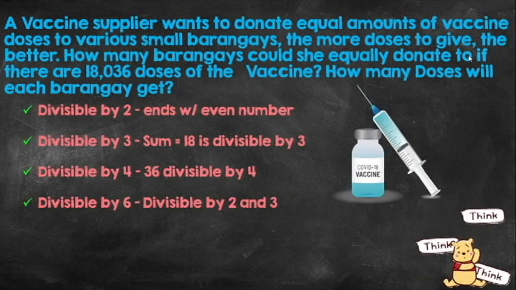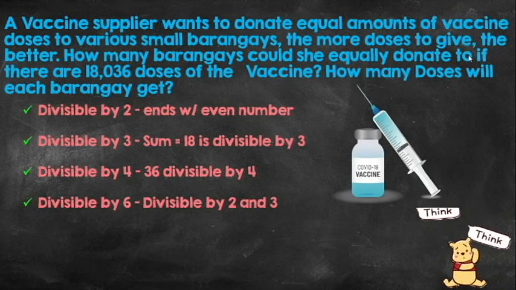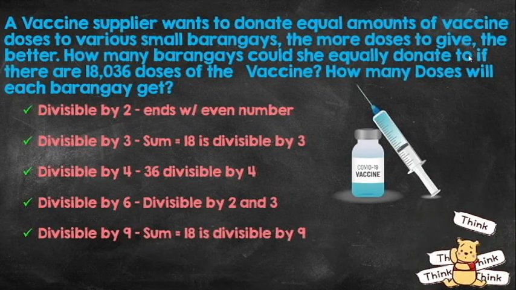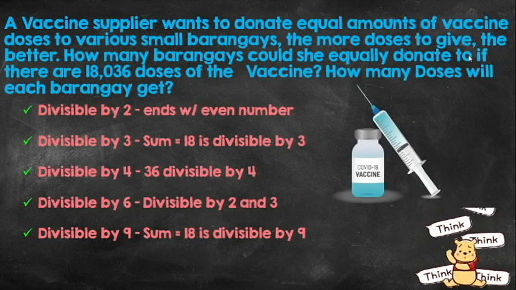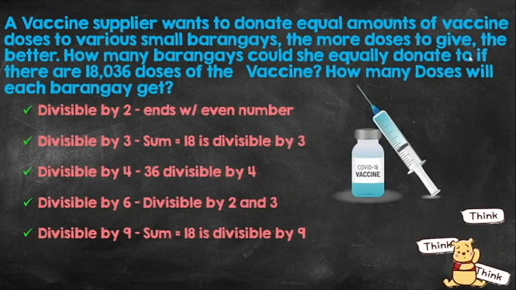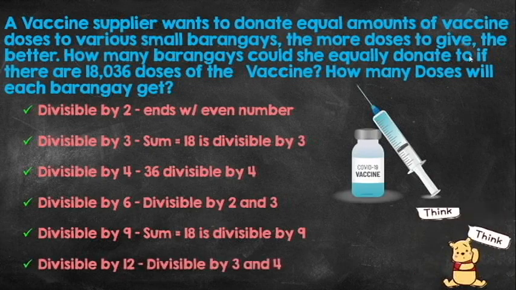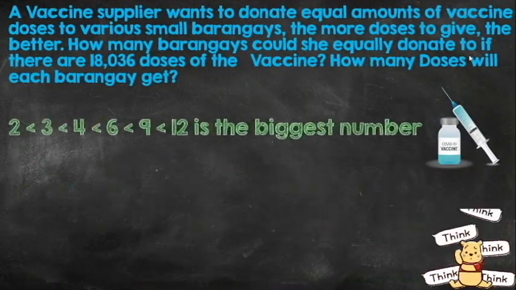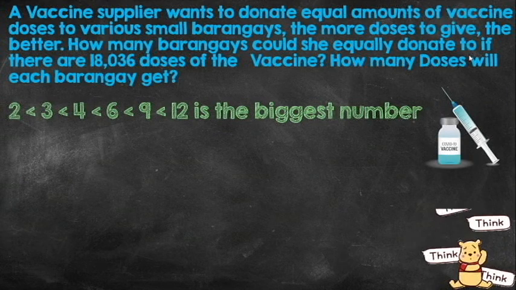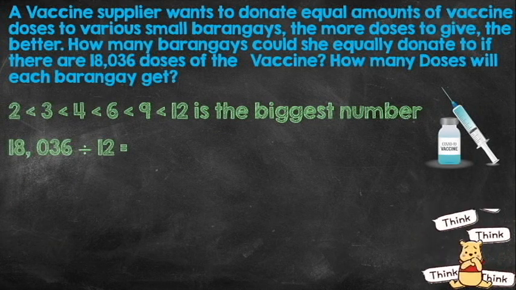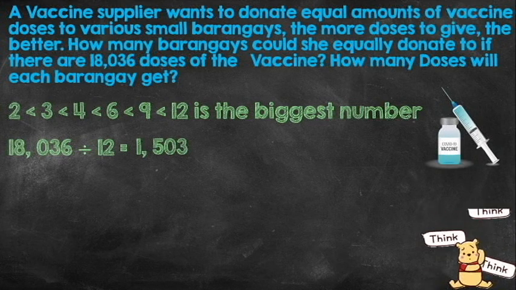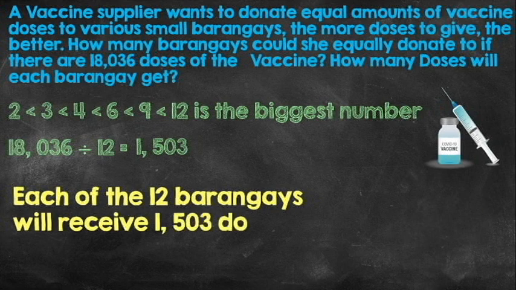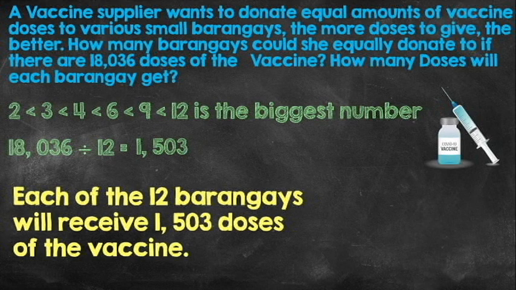Not divisible by 8 because its last 3 digits are not divisible by 8. But it is divisible by 9 because the sum is 18 and 18 is divisible by 9. And it is also divisible by 12 because again it is divisible by 3 and 4. Among all of them, 12 is the biggest number. 18,036 divided by 12 is equivalent to 1,503. And therefore, each of the 12 barangays will receive 1,503 doses of the vaccine.